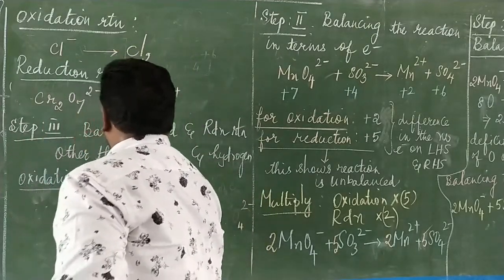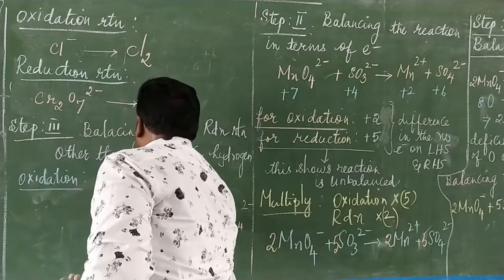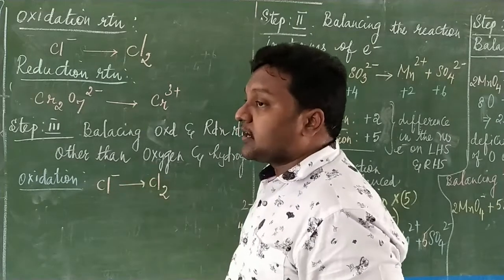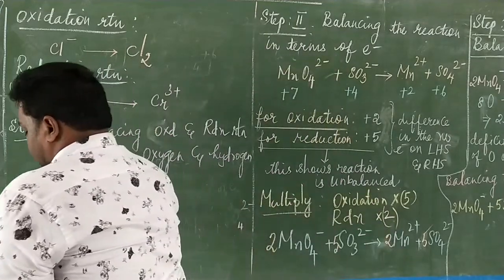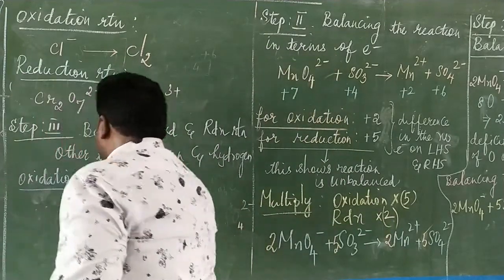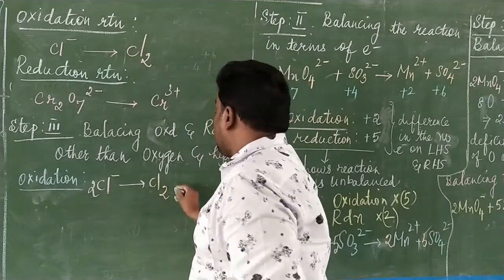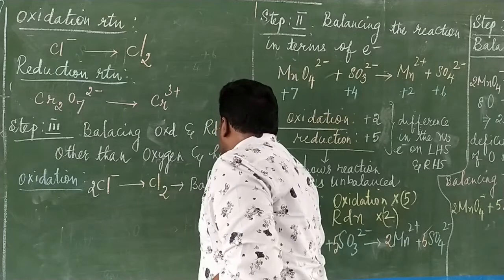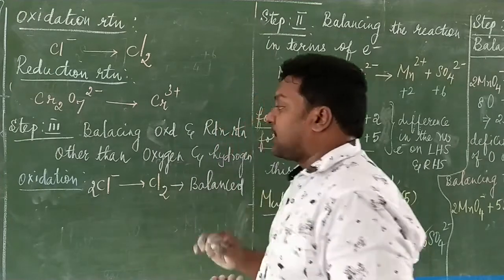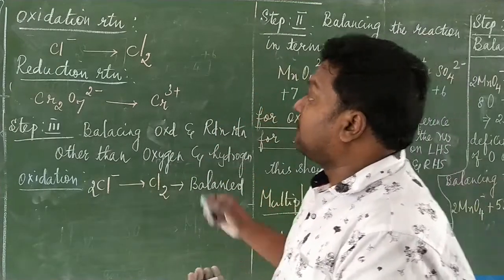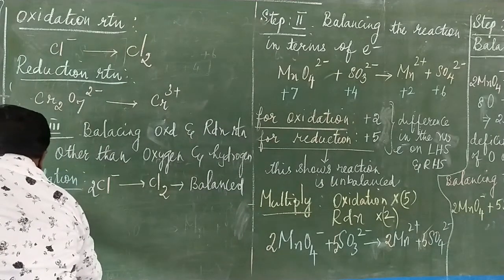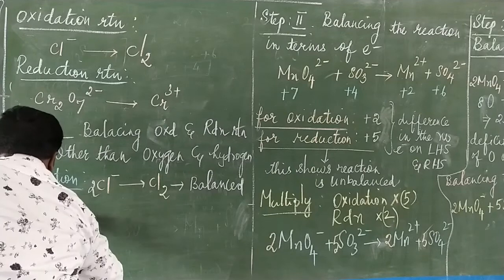What is the equation we obtain for oxidation? Cl minus gives Cl2. When I balance, what is here? 2 Cl. Here what is there? One Cl minus. So now what I can do? I can add 2 here. Now it is balanced. That is, balancing without considering oxygen and hydrogen is the third step. Now we write for the reduction reaction.